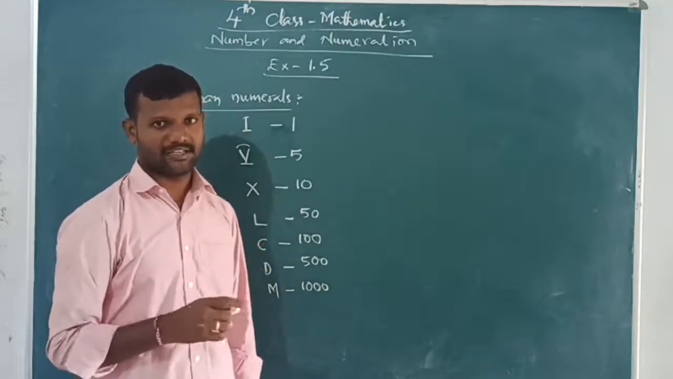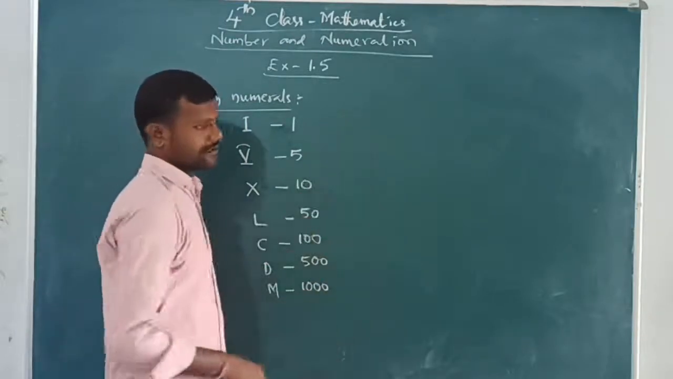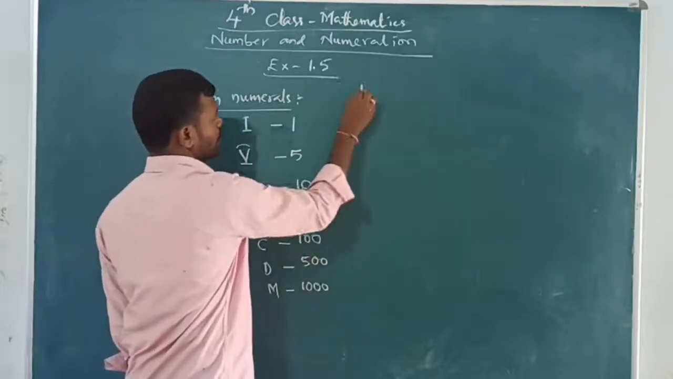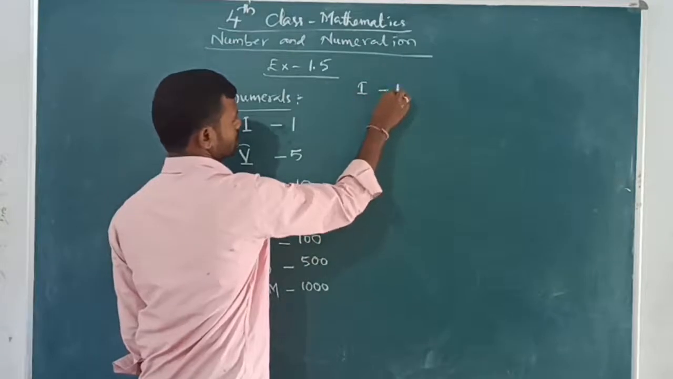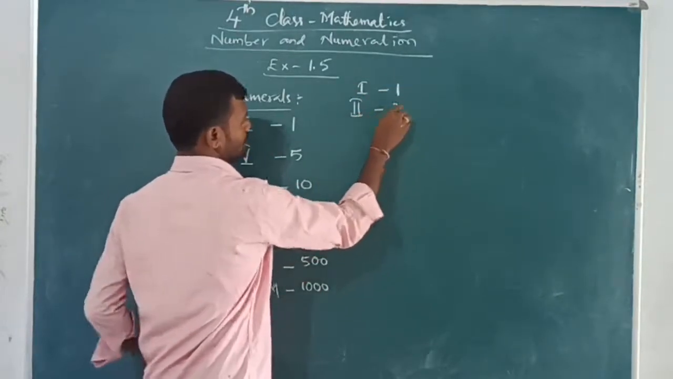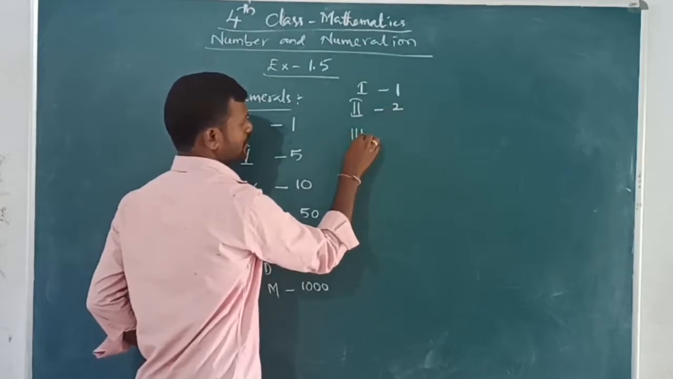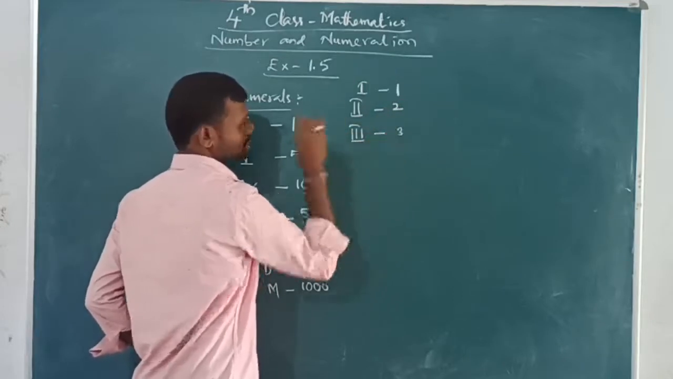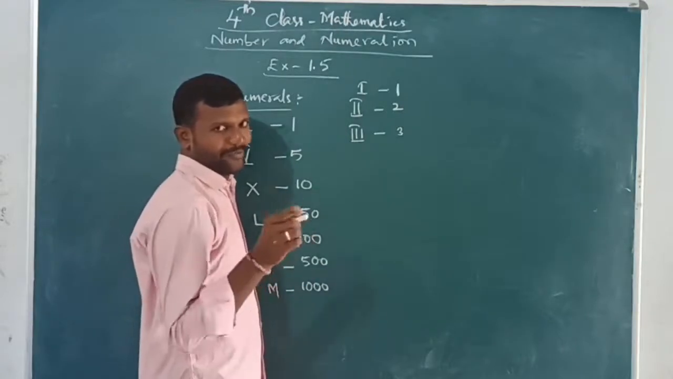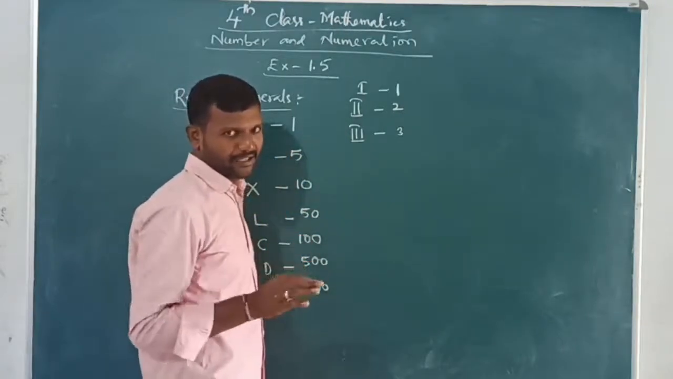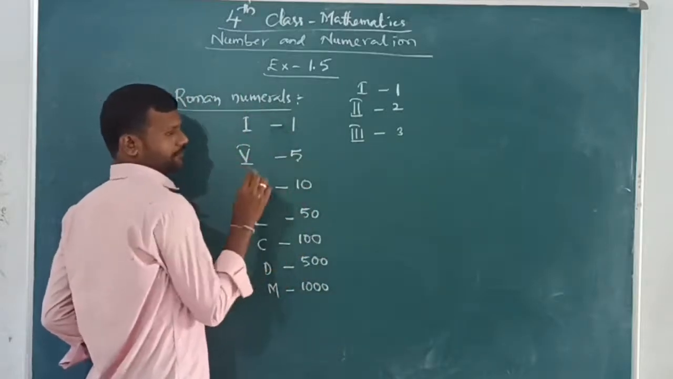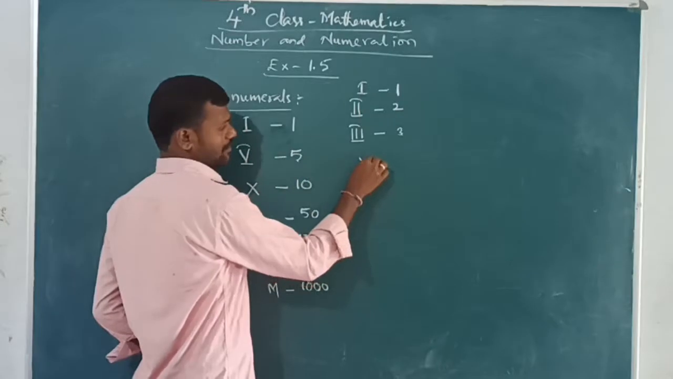So how can we write? Already I said up to 10. How do we have to write it? 1 is I. 2 means 2 I's you have to write. Next 3. 3 means 3 lines. But how can you write 4? If you write 4 lines, that is wrong. So nearly 4, what do we have? 5. So first you have to write 5.